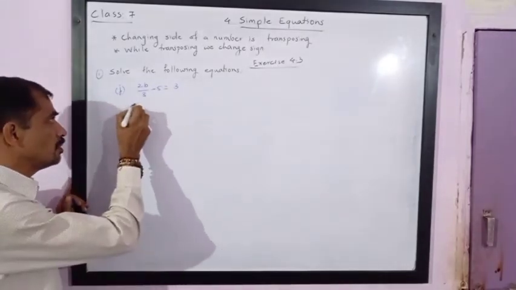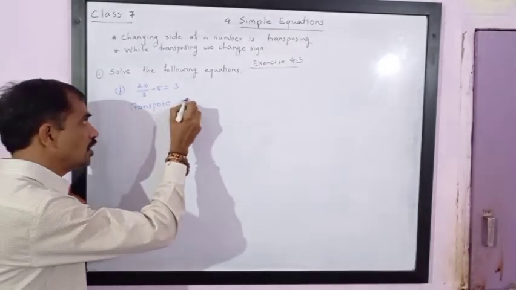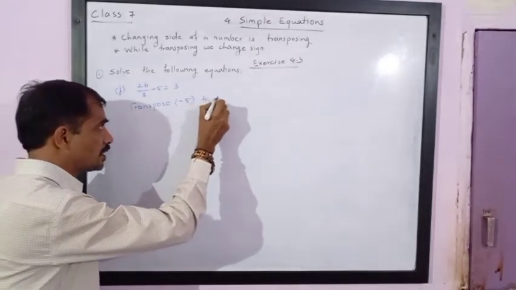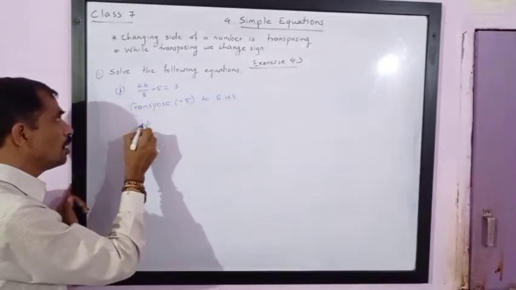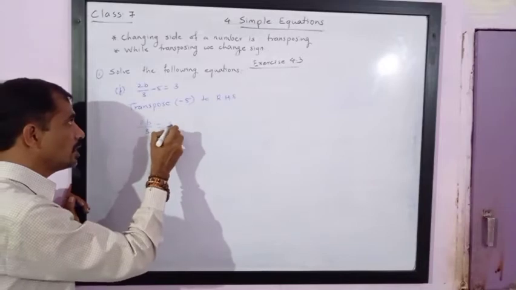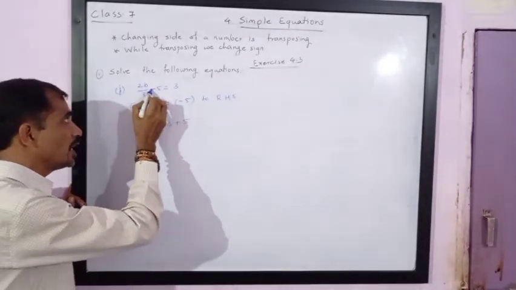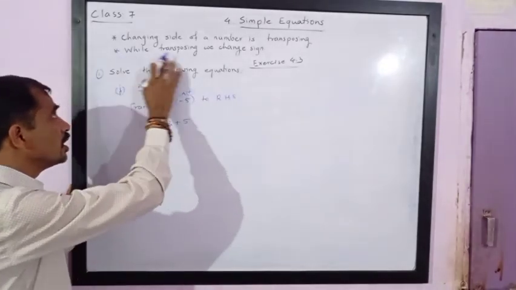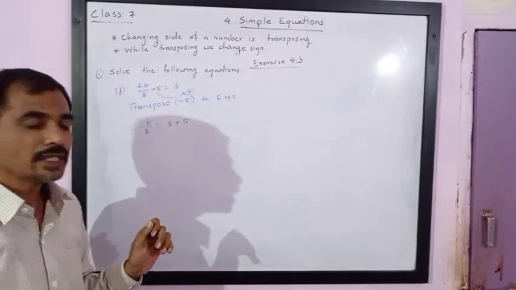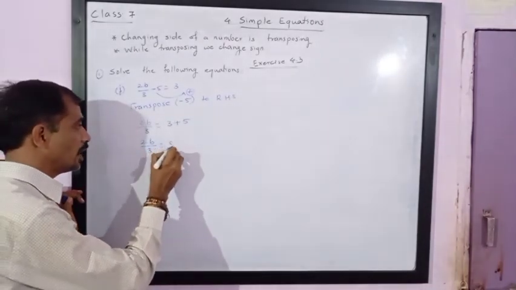So transpose negative 5 to the RHS. So we will get 2b upon 3 is equal to 3 plus 5. Please note, it was negative, so when we change the sign, it became positive. We have already written, while transposing, we change the sign. So here we have got 2b upon 3 is equal to 8.